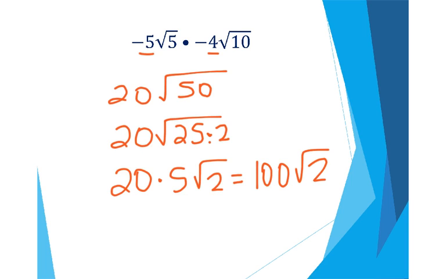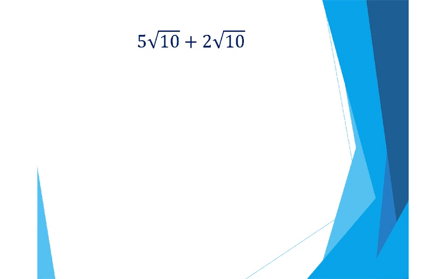So multiplying radicals is not really that hard if you just remember how to simplify your radicals altogether. And so that's how you multiply. Dividing has other issues, and we'll talk about that at other times, but not here. The next thing we're going to do is adding and subtracting.